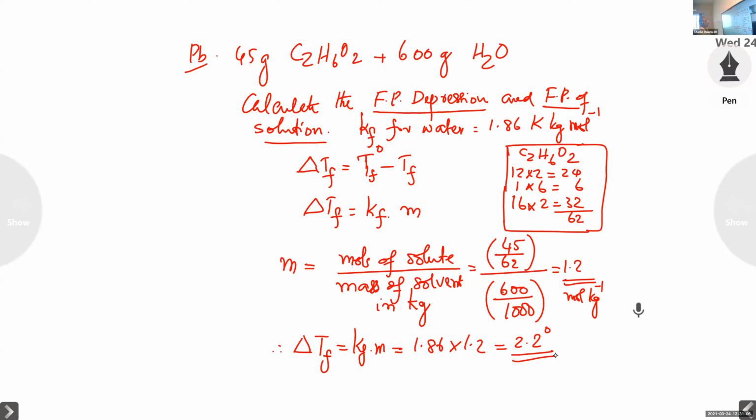So one part is over. First part, freezing point depression. So freezing point depression is equal to 2.2 degree, maybe Kelvin or degree Celsius. Now, if we get the delta Tf, from that we can find out the freezing point of the solution. For that you make use of a relation.